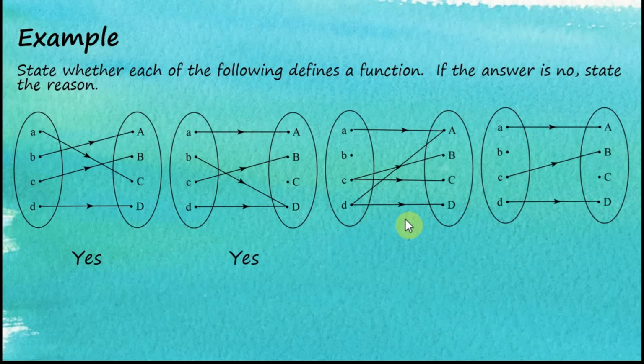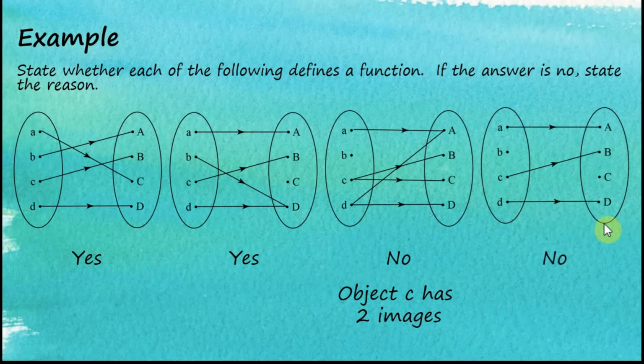How about this one? This is many-to-many. This relation is many-to-many, and just now we learned that many-to-many is not a function. So no, this is not a function. And why? Because object C has 2 images. Object D also has 2 images. Objects C and D have 2 images, and therefore it's not a function, because for functions every object can only have one image.